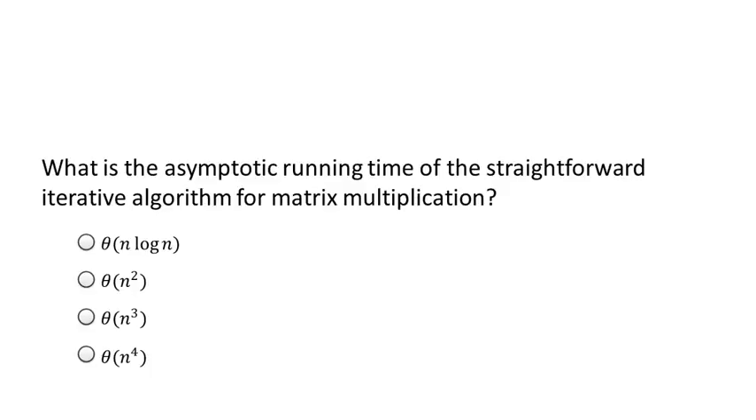So the correct response to this quiz is the third answer, that the running time of the straightforward iterative algorithm runs in cubic time relative to the matrix dimension n. To see this, just recall the definition of matrix multiplication. The definition tells us that each entry Zij of the output matrix Z is defined as the sum from k equals 1 to n of Xik times Ykj.